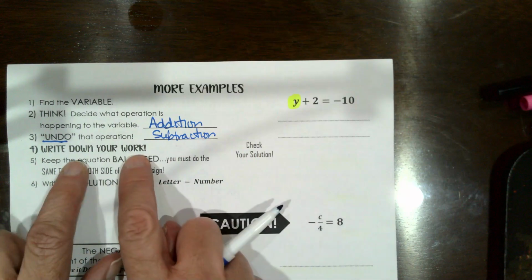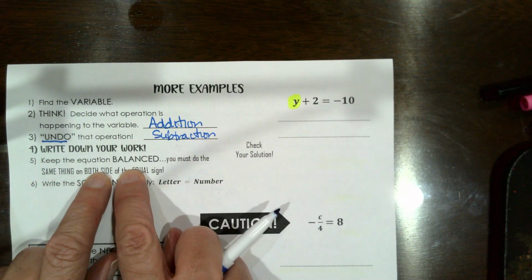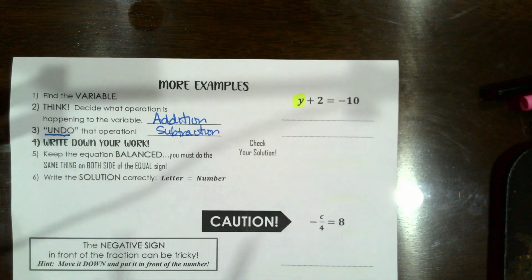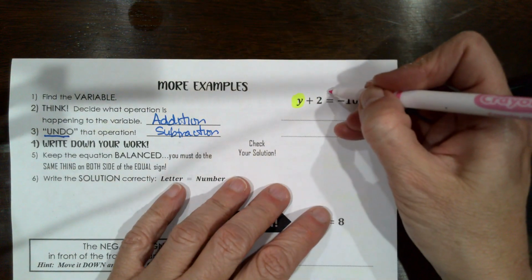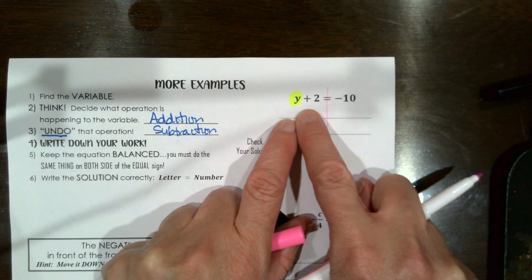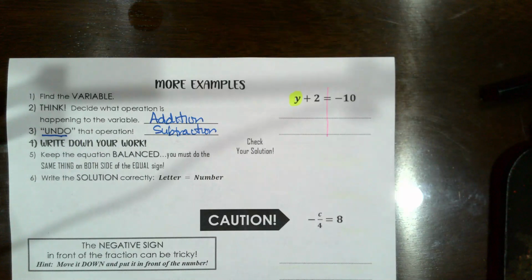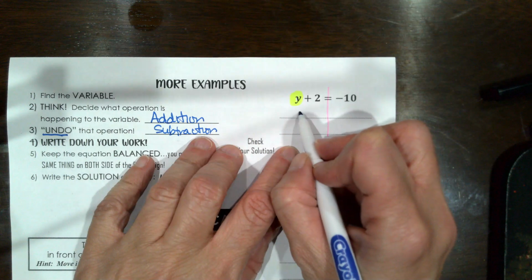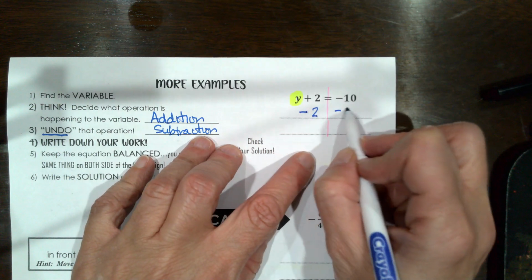All right, write down your work. Keep the equation balanced. You must do the same thing on both sides of the equal sign. Now, one thing I didn't mention before, what some students have found helpful to keep their equation balanced is to go ahead and draw a line here through the equal sign. And then that way, whatever you write on the left side of the equal sign, you have to write on the right side and use that line. So addition is happening. We have to write -2, -2.